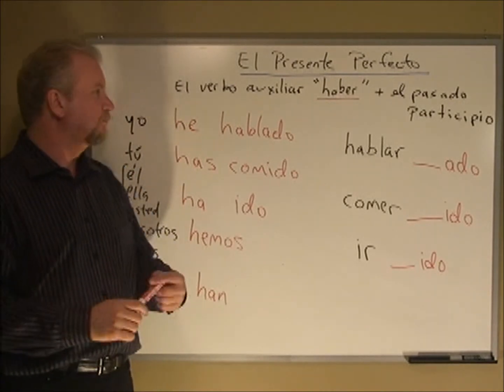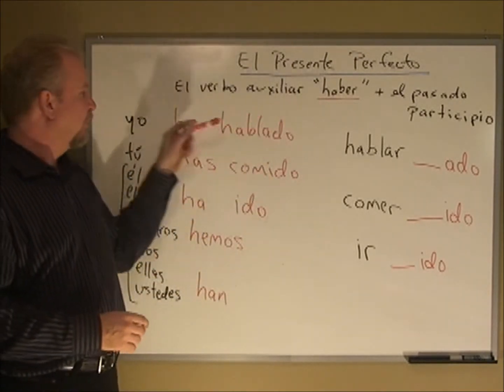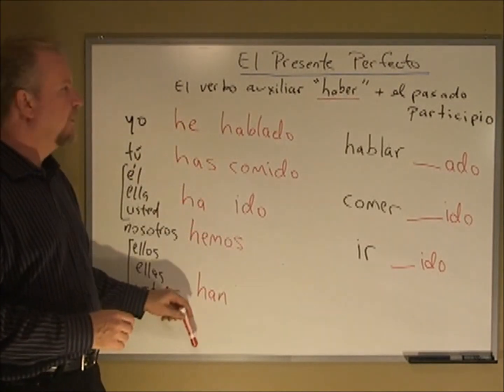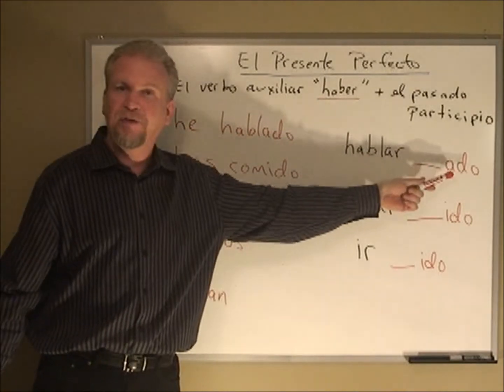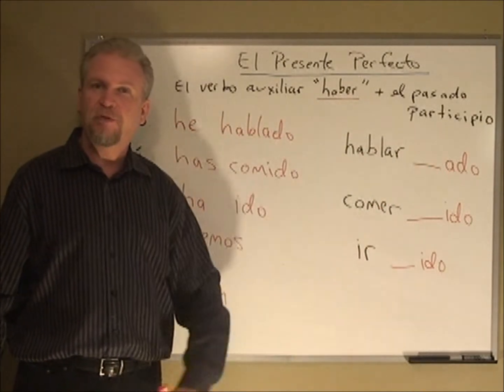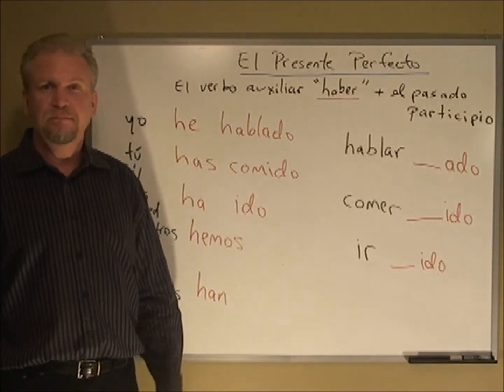Two parts. The verb haber, we have to know how to conjugate it and form el pasado participio. The AR verbs end with ado, the ER and IR verbs end with ido. Pretty simple.